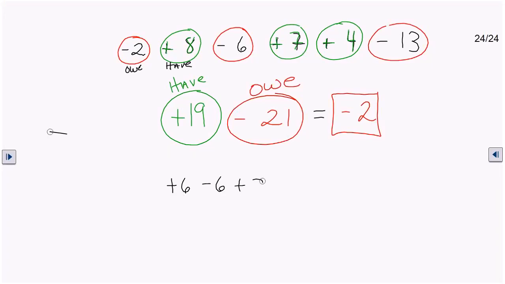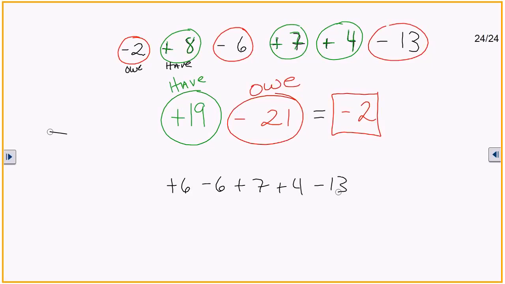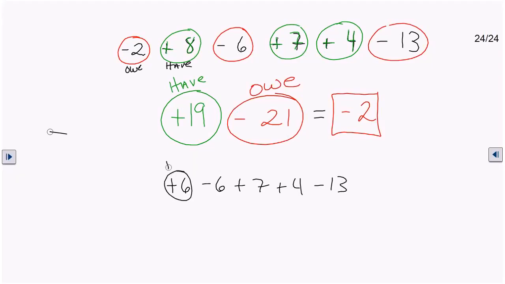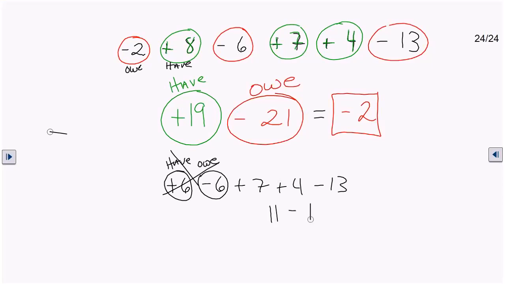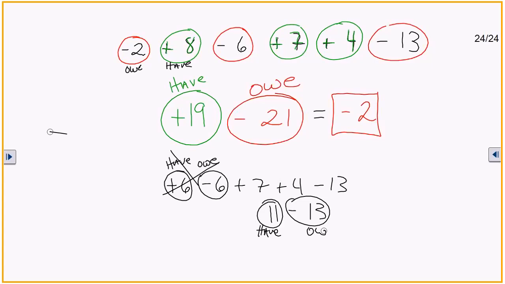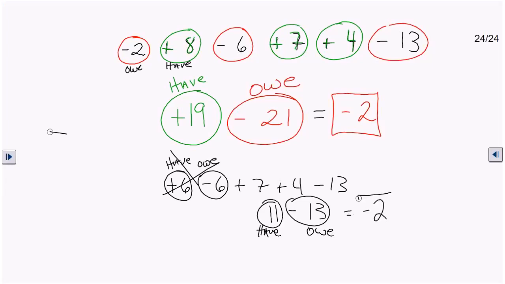Minus 6 plus 7 plus 4 minus 13. You have $6. You owe $6. What happens if you owe $6 and have $6? You pay your debt off. Seven plus 4 is 11. Minus 13. You have $11. You owe $13. So if you pay your $11 towards your debt, you still owe $2.